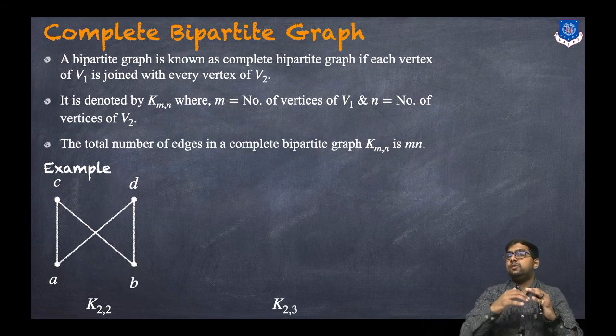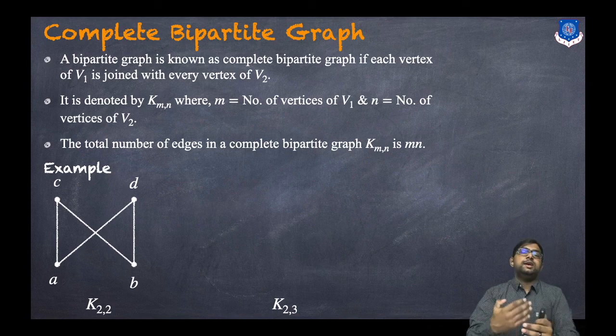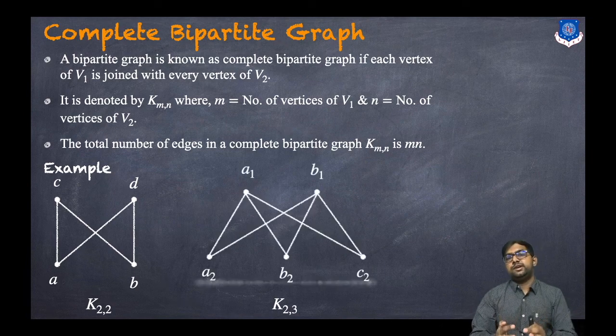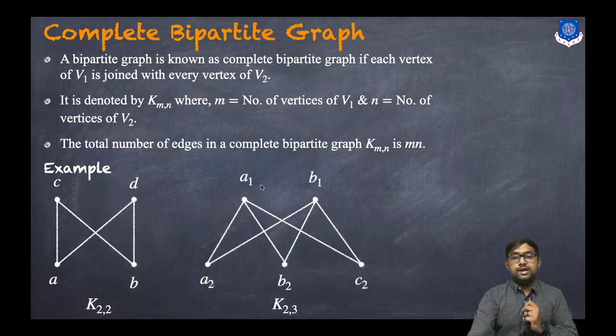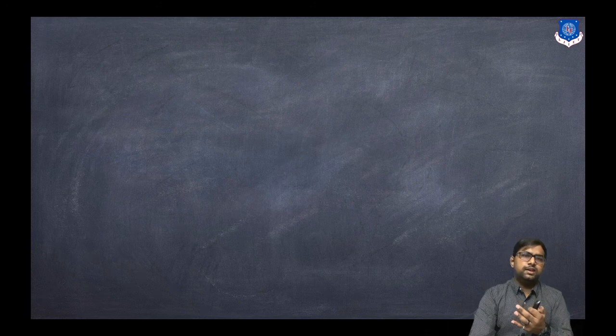Now what will be K23? That means in one bipartite set we have two vertices, and in another we have three vertices. This will be the graph. Vertices of V1 are connected to each and every vertex of V2, and in the same manner for V2. By the formula M into N, it will contain a total of 6 edges. You can count, they are 6. So this is a complete bipartite graph.